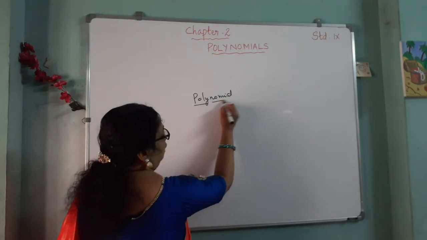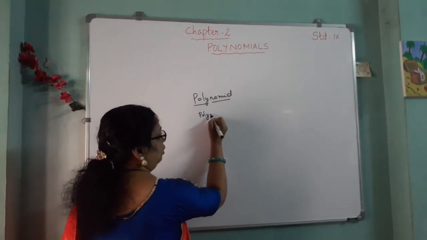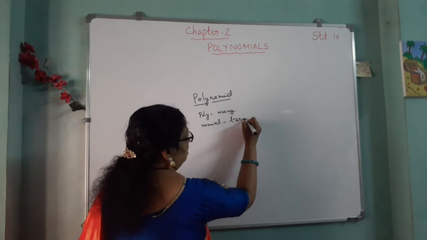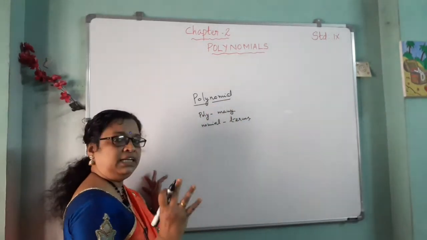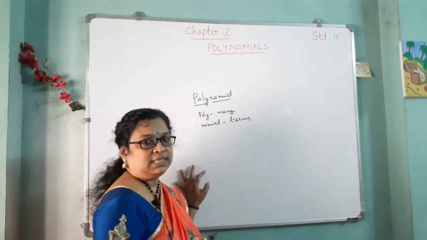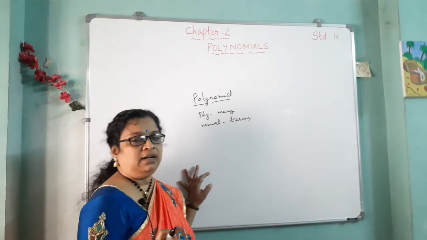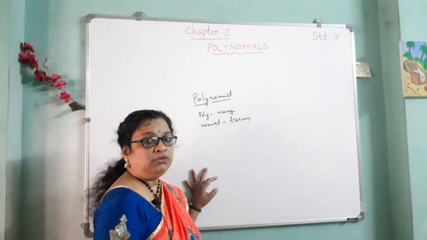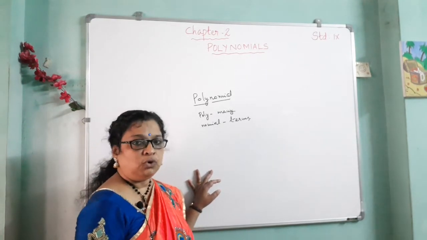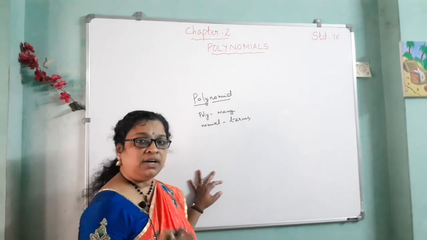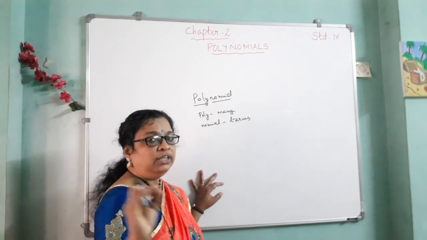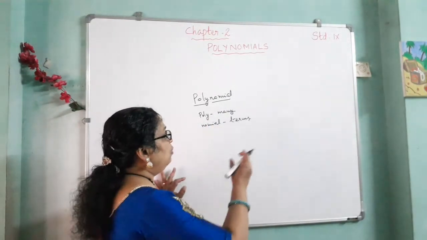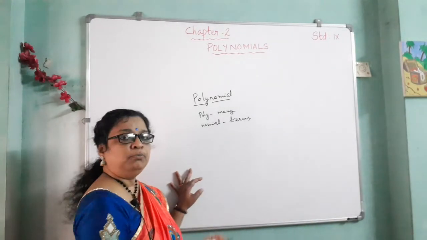So polynomial. Poly means many. Then nomial means terms. So polynomial means many terms. We already know polygons, that is many sides. Triangle is the smallest polygon with 3 sides. Then square, a polygon with 4 sides. Trapezium, a polygon with 4 sides. Then pentagon, a polygon with 5 sides. That is, there are many sides, so they are called a polygon. Here polynomial, that is many terms. A combination of many terms is called a polynomial.